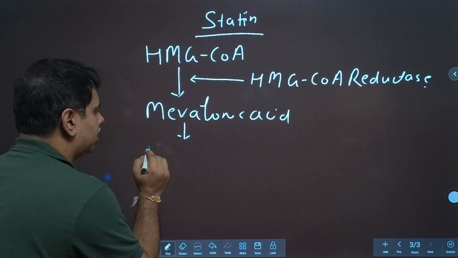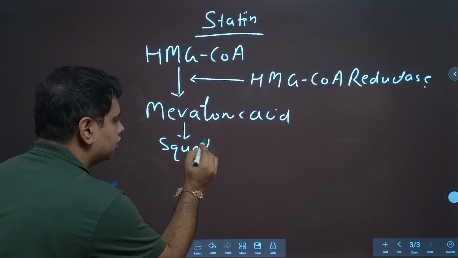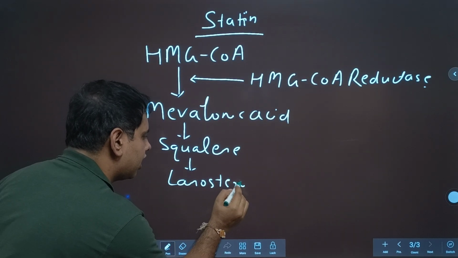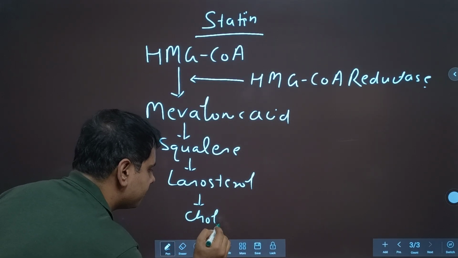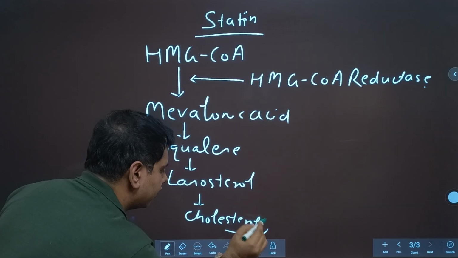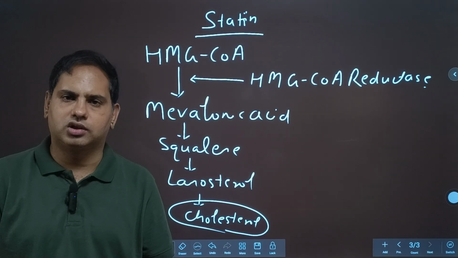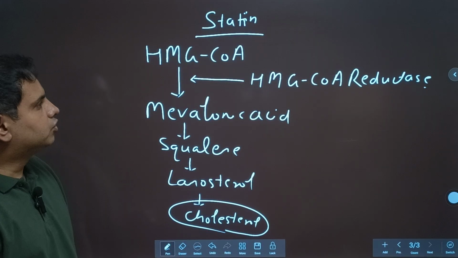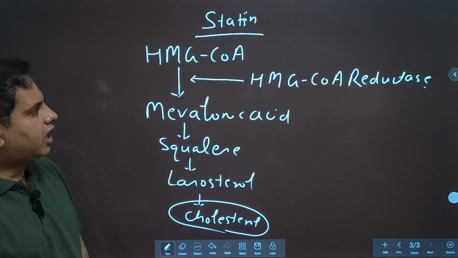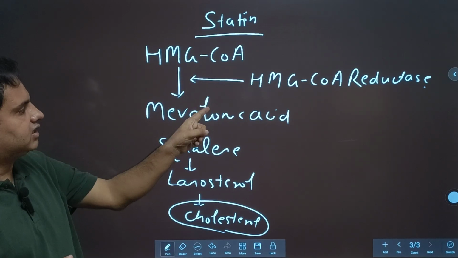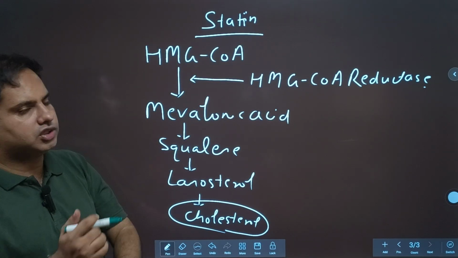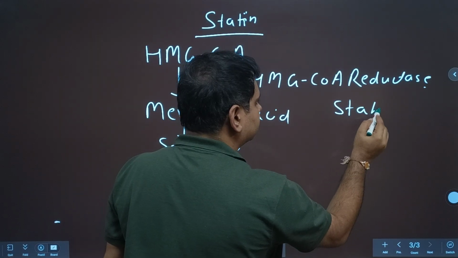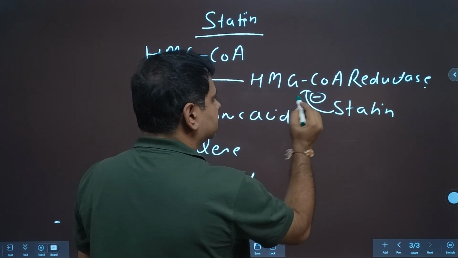Mevalonic acid further gets converted into squalene, then into lanosterol, and then you form cholesterol. Cholesterol is required for various functions: synthesis of steroids, synthesis of vitamins, and it's also required in the cell membrane. So this is the biosynthesis of cholesterol, and the enzyme that helps convert HMG-CoA into mevalonic acid is HMG-CoA reductase. Statins are the drugs which block this enzyme.